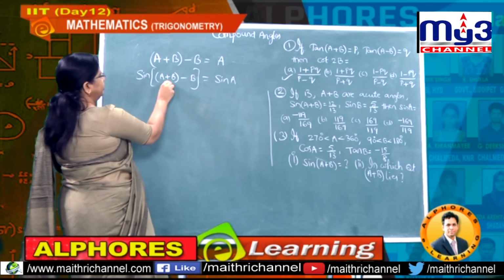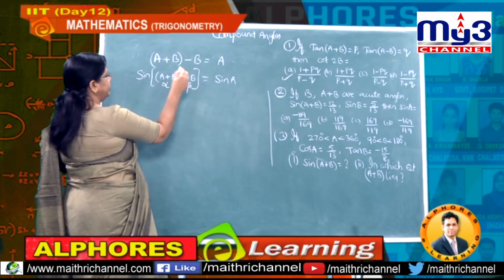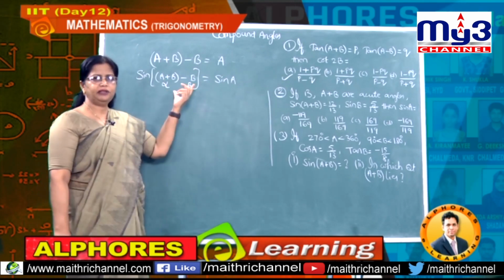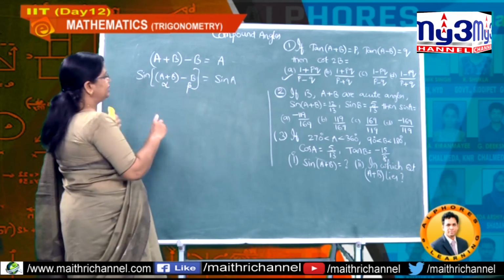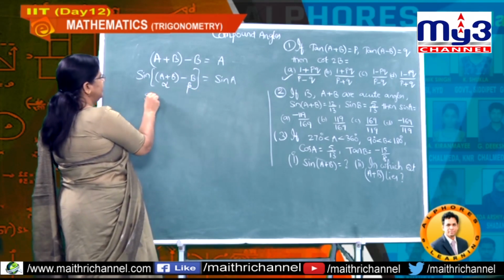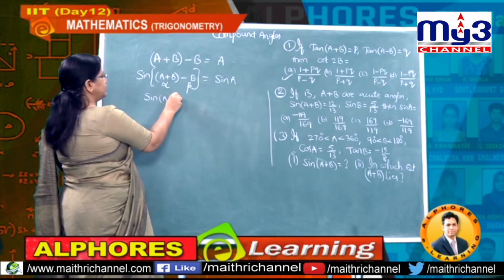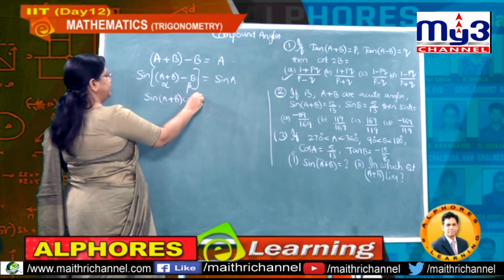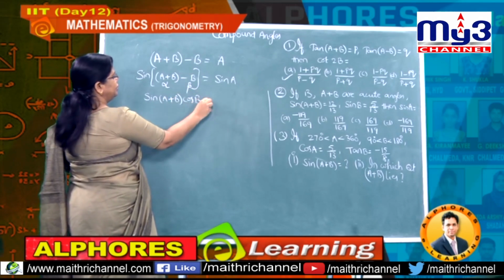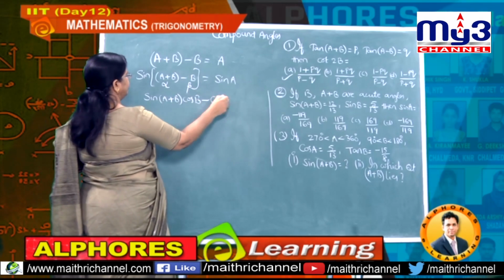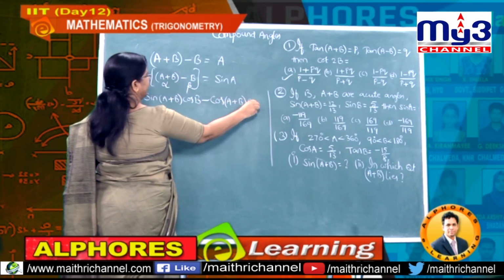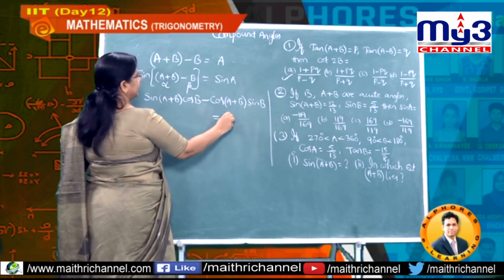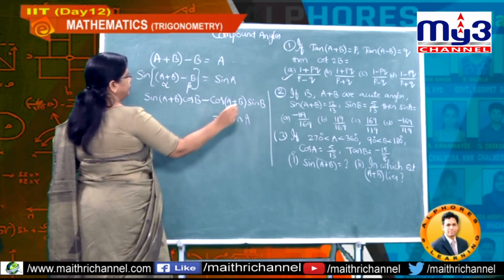Now again, this is alpha, this is your beta. So what is the formula? Sin of alpha minus beta. What is sin of alpha minus beta? Sin alpha cos beta, and next minus cos alpha, that is here cos A plus B, into how much? Sin B, equal to sin A, the required value.